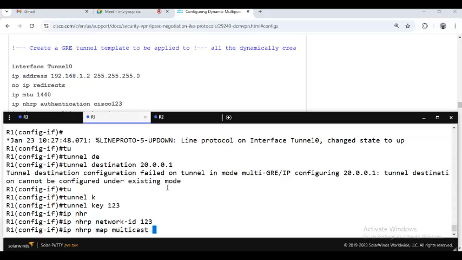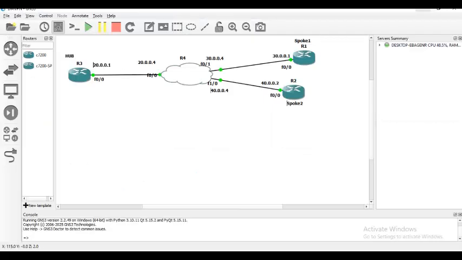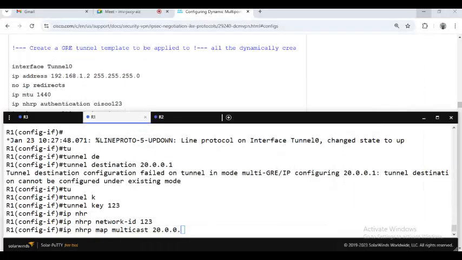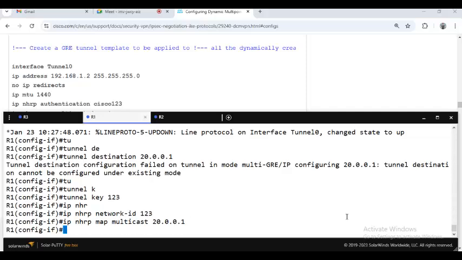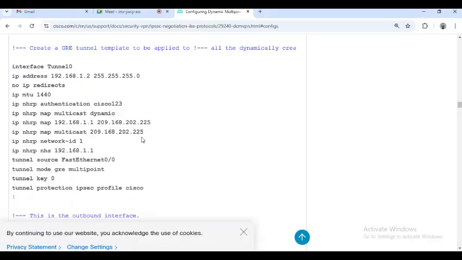Because we give this command, you don't need to say destination. This is telling the spokes where the hub is. Now, we also need to map the private to public on the spoke routers, like this. IP NHRP. In order to go to 10.0.0.3, you need to go to this public IP address 20.0.0.3. Sorry, 20.0.0.1. Let me check what tunnel IP address I've given here.